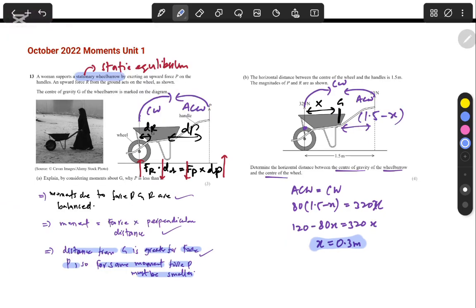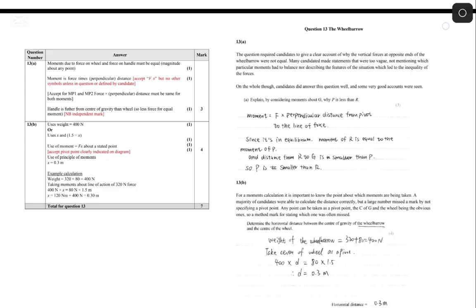You can just go through it, and I'll show you the examiner report and mark scheme. So here is the examiner report and the mark scheme. You can just go through it.